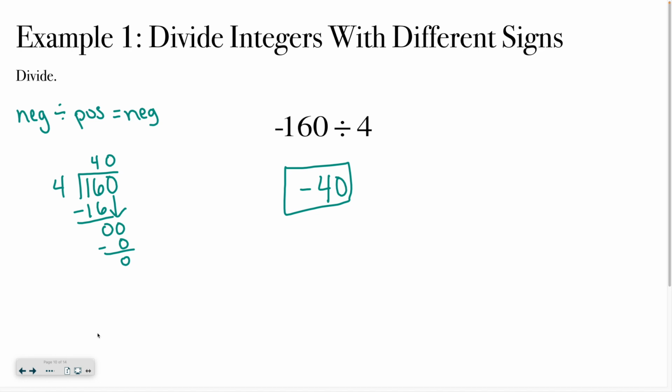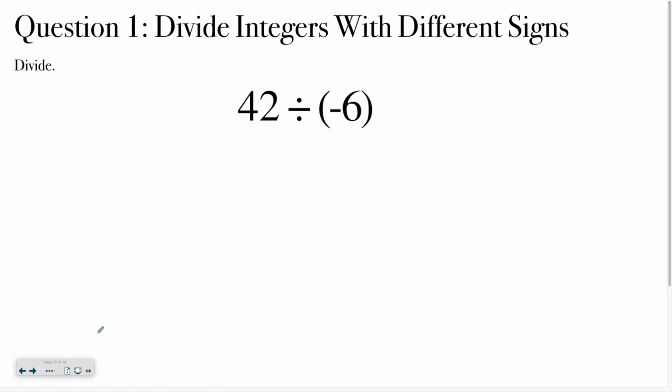If you divide in a different way than that, that is just fine, as long as you are consistently ending up at the same numbers that I'm telling you, okay? So why don't you go ahead and take a moment and divide 42 divided by negative 6. Good luck.